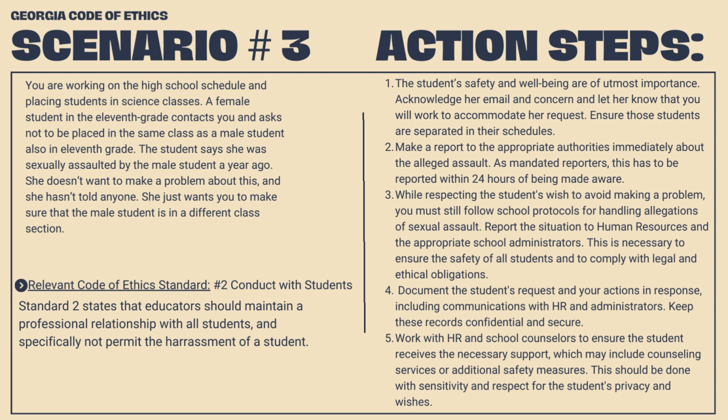You would want to acknowledge her email so that she knows that she's been heard, and let her know that you're going to work very hard to accommodate that request. And you're going to do that. You're going to make sure that her schedule does not align with this male student's schedule. But at that point, you are also going to make a report to the appropriate authorities about this alleged assault. And that needs to be done within 24 hours of receipt of this email. So while you're respecting that student's wish to avoid making a problem, you have to follow school protocols. There's no getting around that.